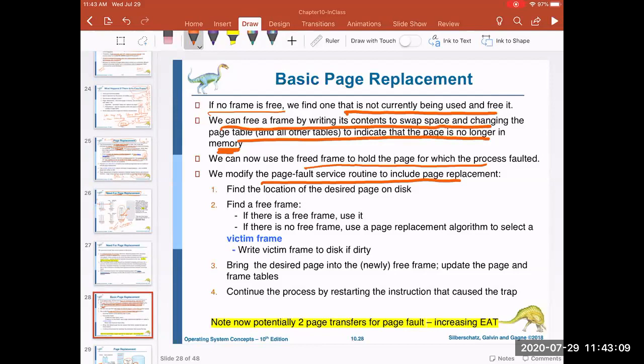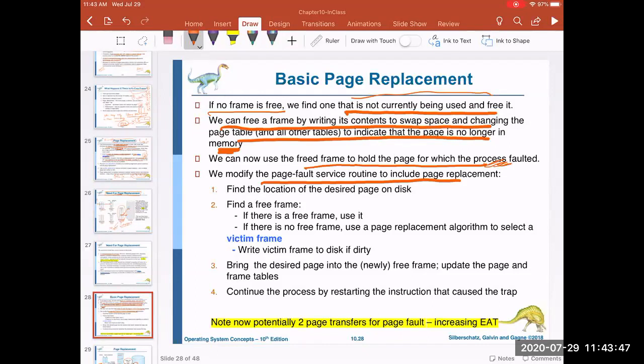So basic page replacement is: if there is no free frame, we try to find out the victim frame. We can free a frame by writing its content to the swap space and changing the page table to indicate that the page is no longer in the main memory. Now we can use the free frame to hold the page for which the page fault occurred.